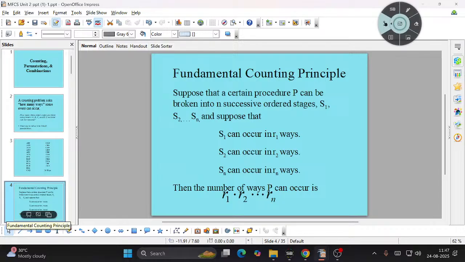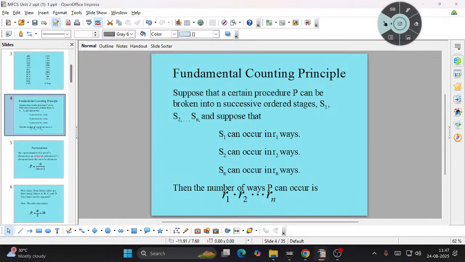Fundamental counting principle. Under that you write down, if I ask you what is the fundamental counting principle, write down: suppose that a certain procedure P can be broken into n successive ordered stages, S1, S2, and so on up to Sn.